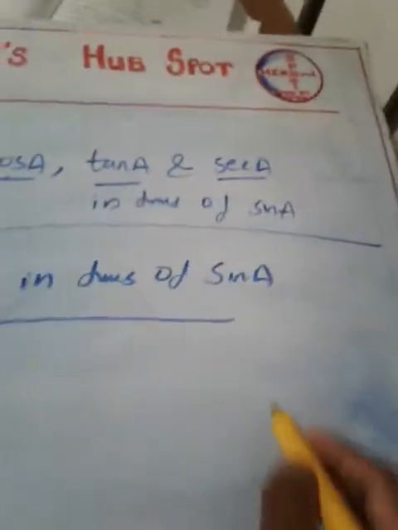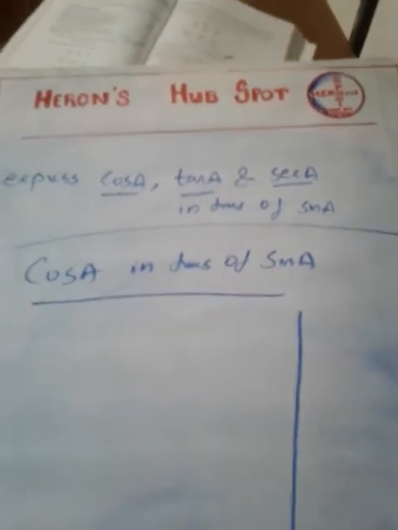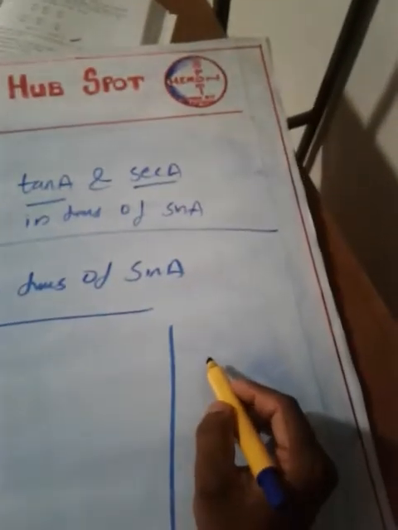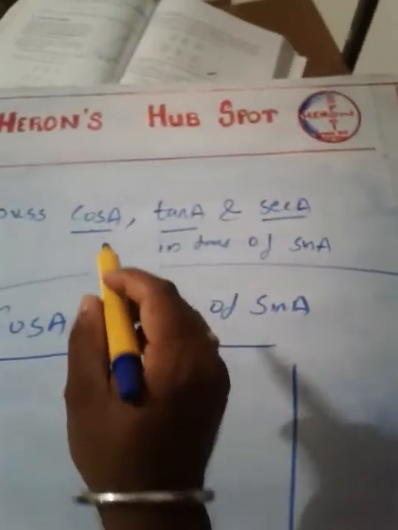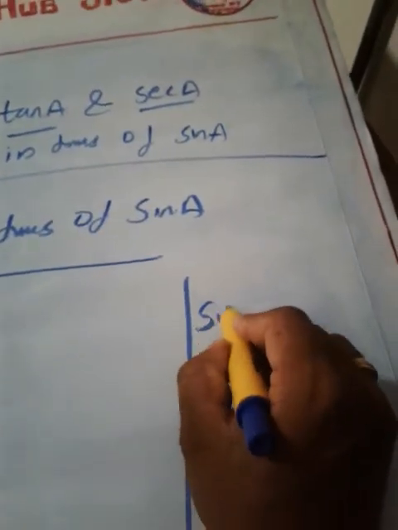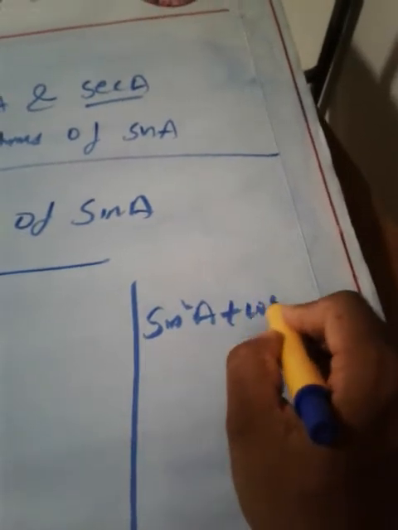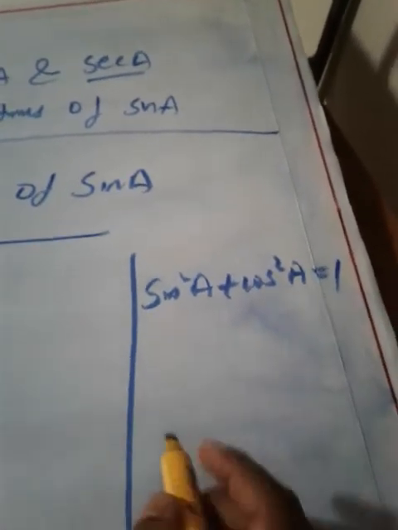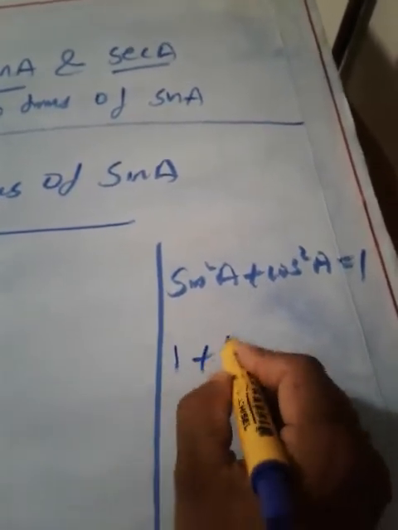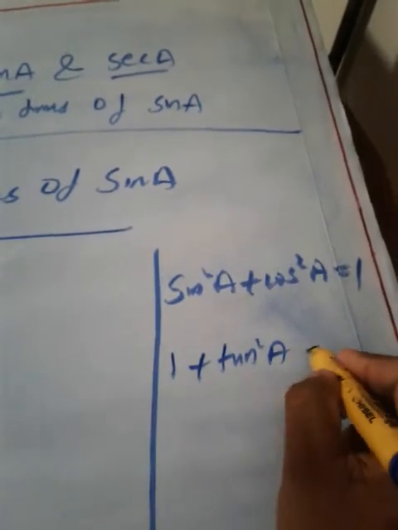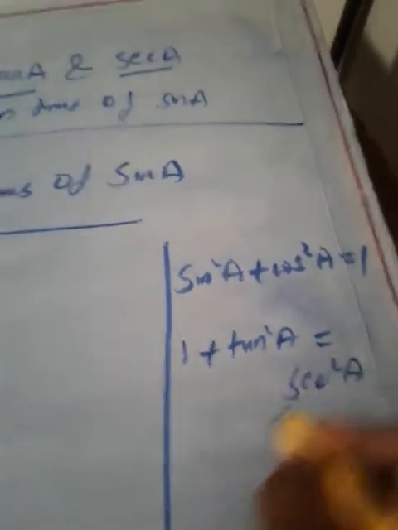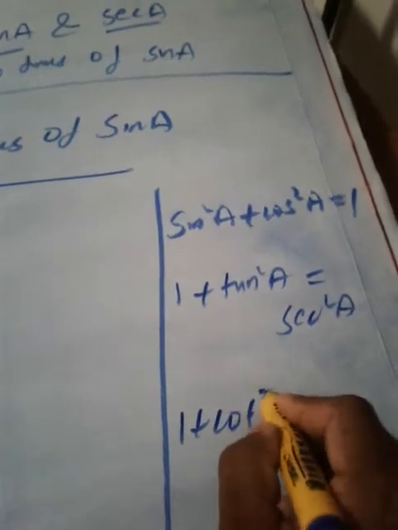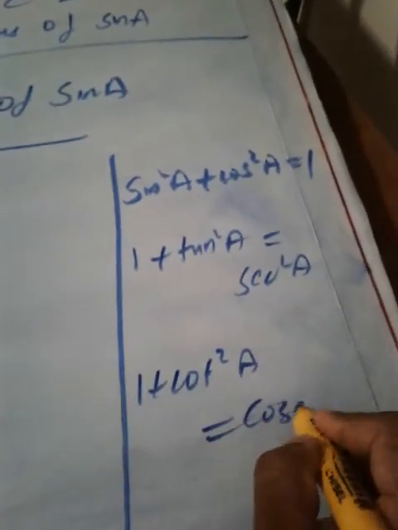So how many identities are there with us? Our first identity is sin square theta plus cos square theta is equal to 1. Here the question is in terms of angle, so I am going to rewrite that identity as sin square A plus cos square A is equal to 1. This is the first identity. The second identity is 1 plus tan square A is equal to sec square A. And the third identity is 1 plus cot square A is equal to cosec square A.